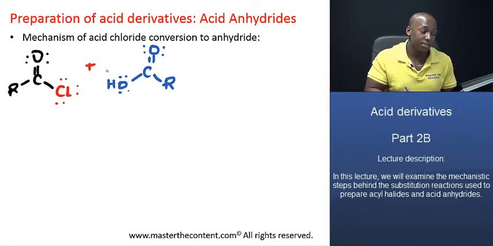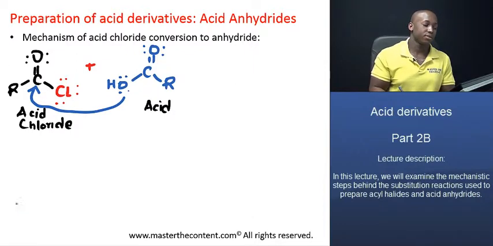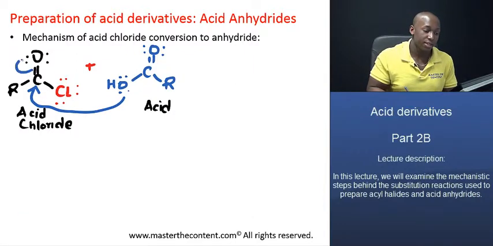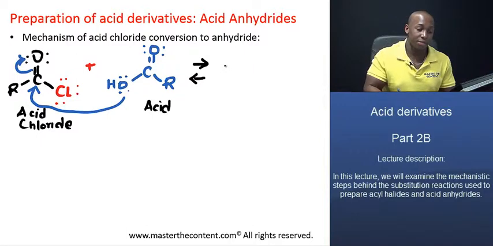So what happens in this case is that we have our acid chloride, and we have our acid. The first step will be a nucleophilic addition step, in which the acid is just going to add right there, okay, to the carbonyl carbon. The double bond, that pi bond, is going to break, resulting in the formation of an intermediate that looks something like this.